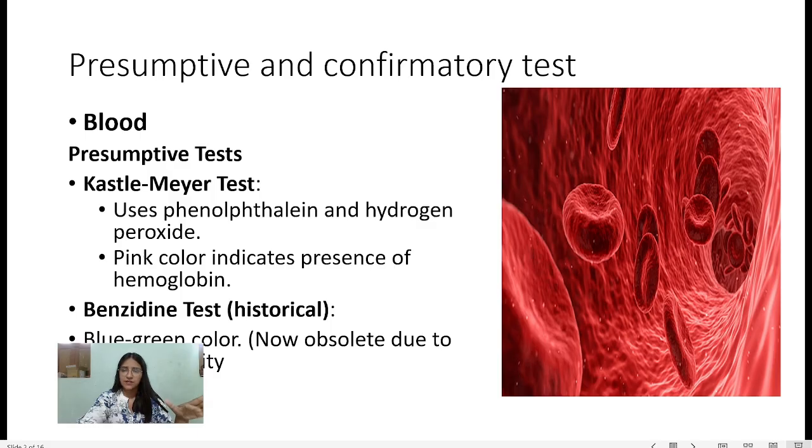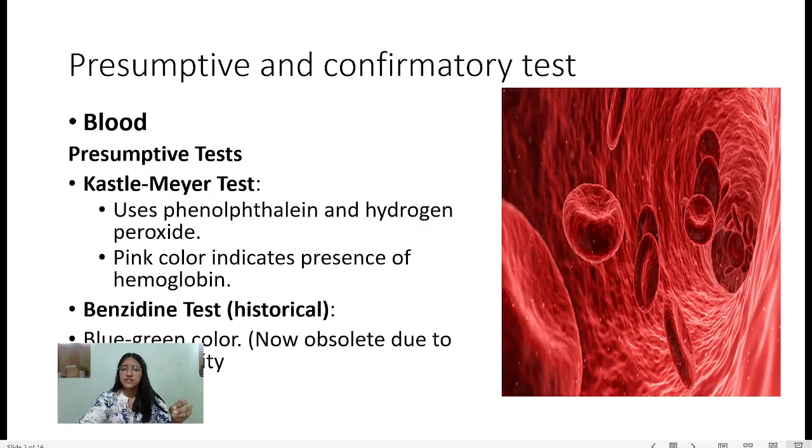The procedure of the Kastle-Meyer test is that we apply the phenolphthalein onto the suspected stain and then add hydrogen peroxide onto it. The result will be an instant pink color. So the phenolphthalein changes to pink in the presence of blood.